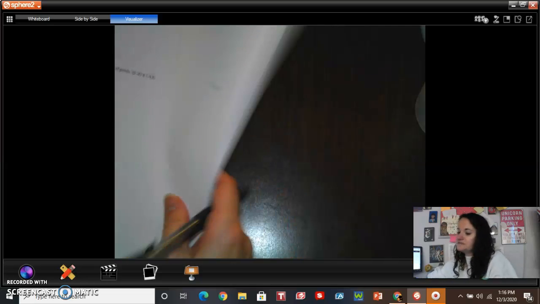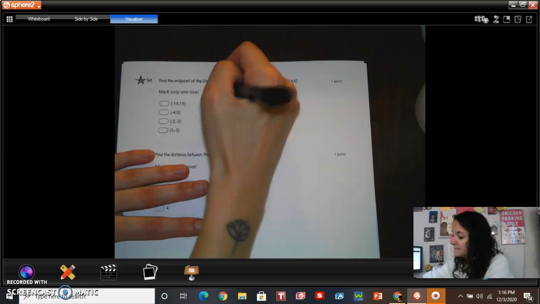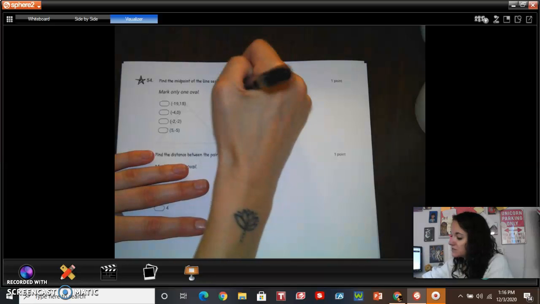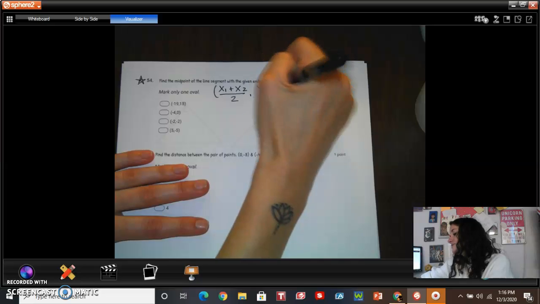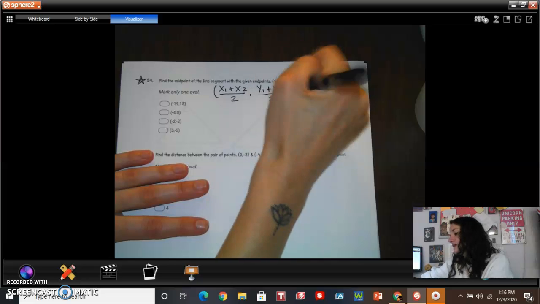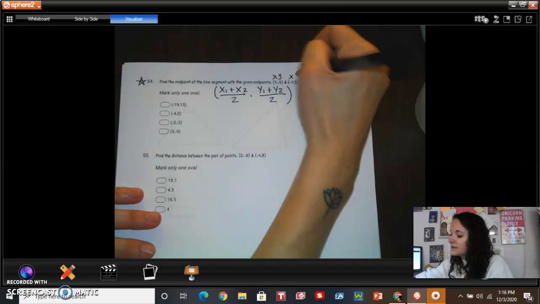You have a midpoint question on your exam. So remember your midpoint formula. X1 plus x2 divided by 2. Y1 plus y2 divided by 2. And remember, points are written as xy, xy, okay?